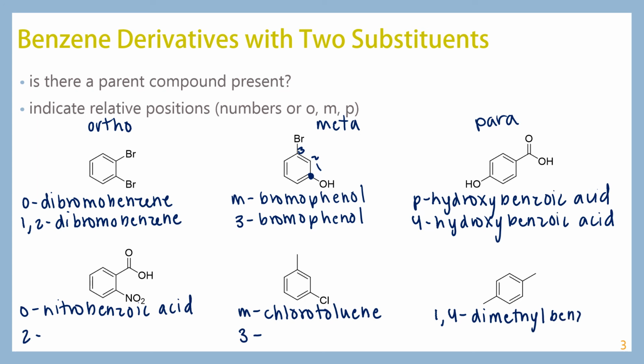1,4-dimethylbenzene, or you could call it p-dimethylbenzene. But also a benzene ring that has 2 methyl substituents has another common name, and you can indicate it also with a letter. So this is p-xylene. If the 2 methyls were ortho to each other, it would be o-xylene. If they were meta, they would be m-xylene.